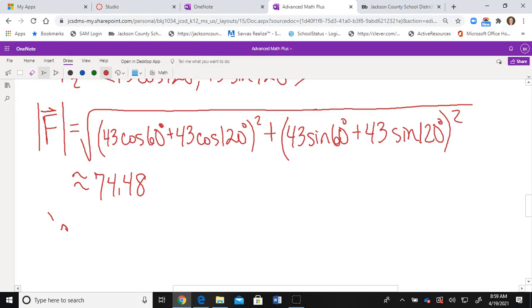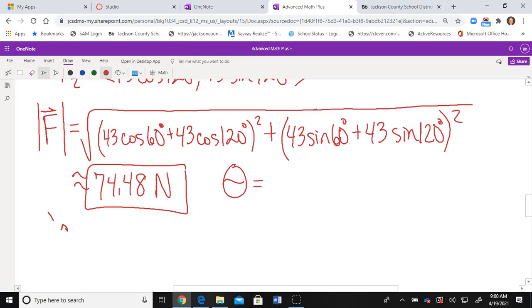We'll get to that in just a second. What were our units? Okay, 74.48 newtons. For your angle, here's where this problem is different than all the other four. It's not asking what direction the resulting force is going in. It's asking what direction the equilibrium force is going in.